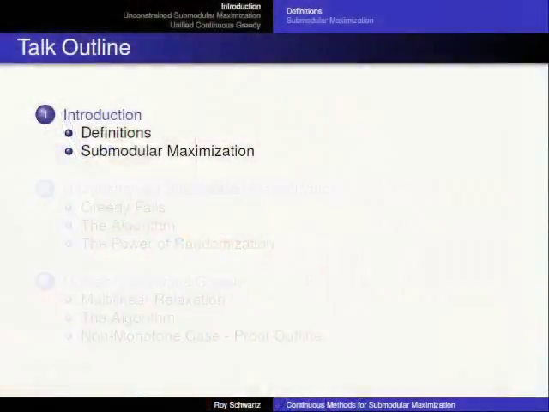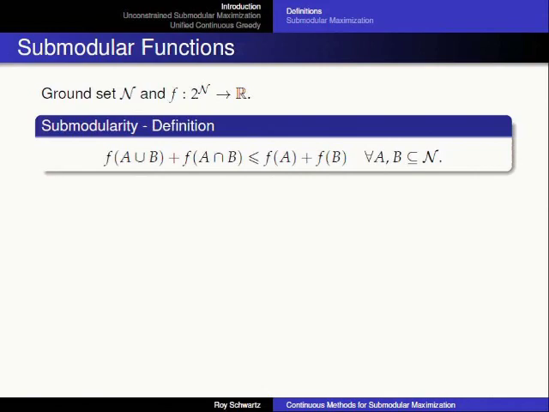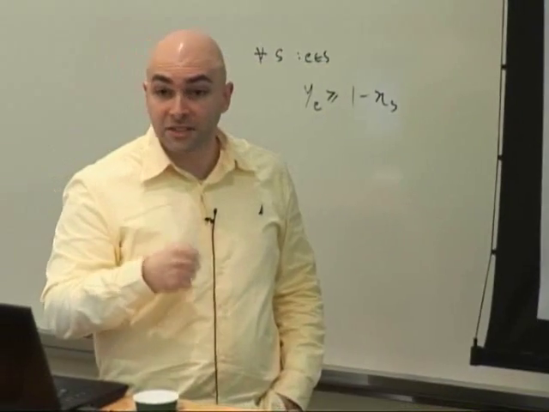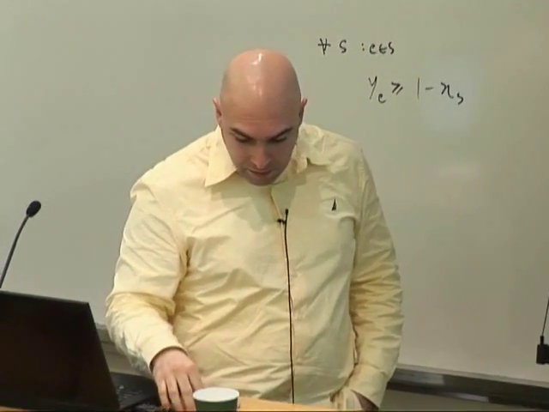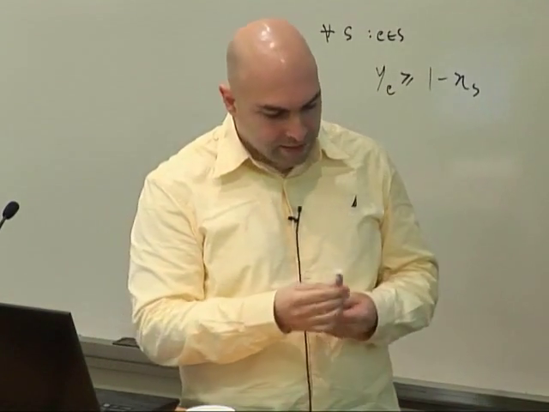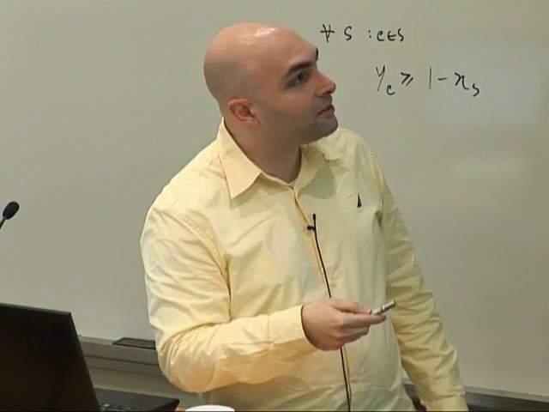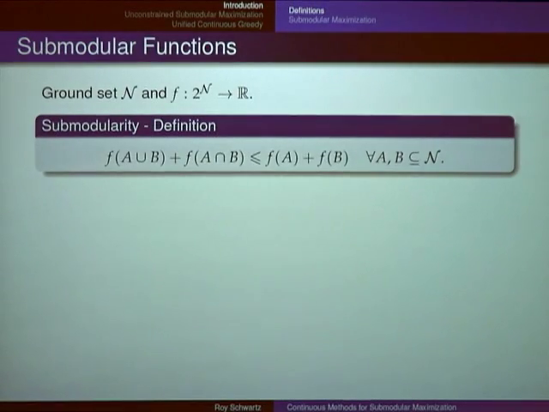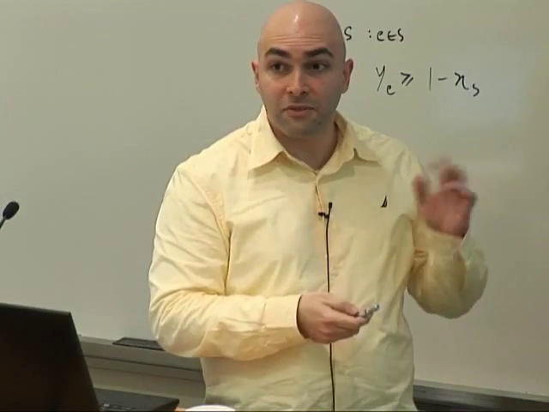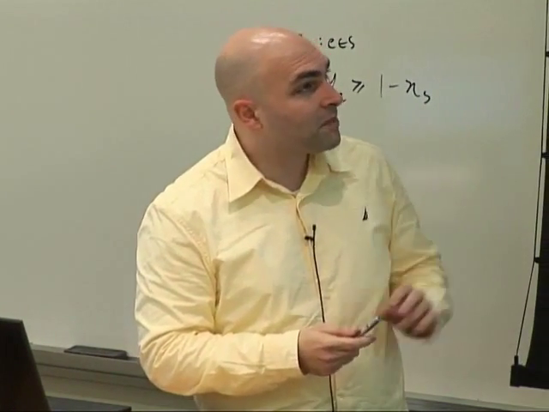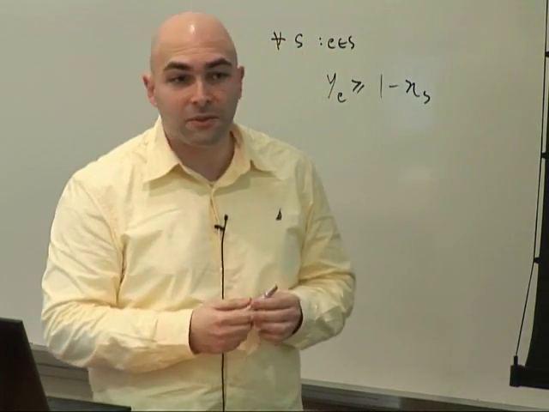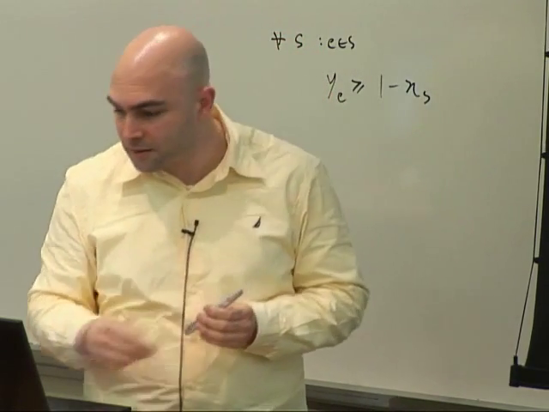So let's start with the introduction. What is a submodular function? We have a ground set N, and we have a set function defined over all subsets of elements. The function is submodular if for every 2 subsets, the value of the union plus the value of the intersection is upper bounded by the values of the subsets themselves. So this is the formal definition. The problem is that this definition is not always so intuitive or easy to use.